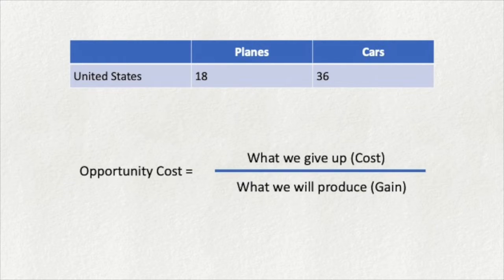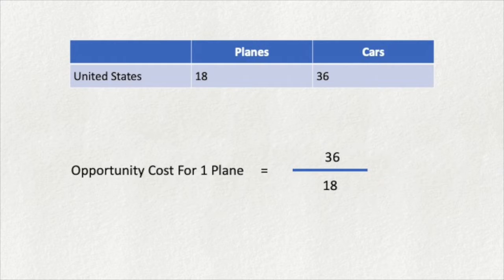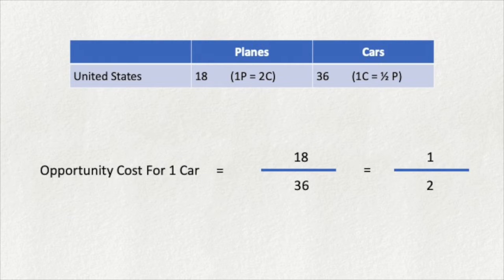To find the opportunity cost of producing one plane, we divide what we give up by what we will produce. In this case, 36 cars by 18 planes. So one plane costs 2 cars to produce. In other words, we give up 2 Lego cars for every 1 Lego plane we produce. So what's the opportunity cost of producing one car? Well, divide what we give up, 18 planes, by what we will produce, 36 cars, to get 1/2. So it costs 1/2 a plane to produce a car.